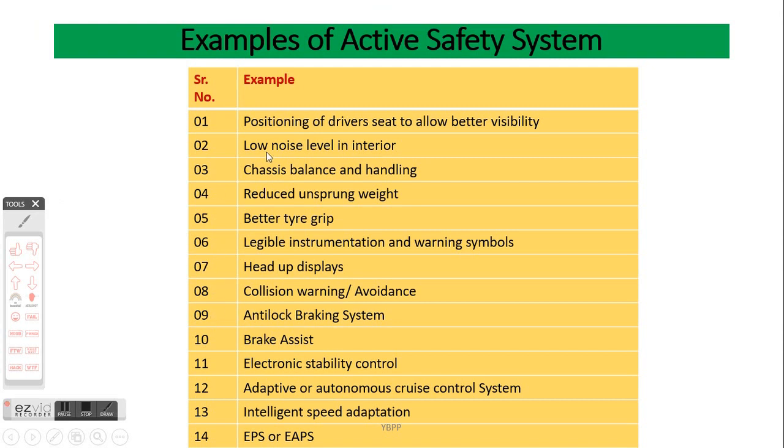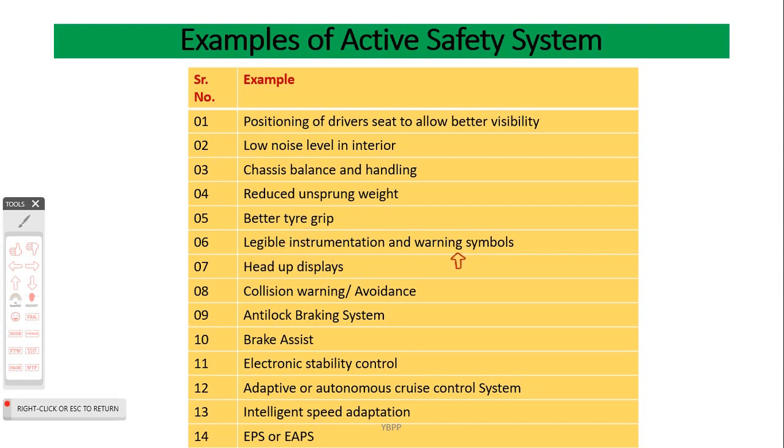In this slide we will see some examples of the active safety system. First example is positioning of the driver's seat to allow better visibility. Proper height should be there. Then low noise level in the interior, noise level inside the vehicle should be less. Chassis balance and handling, reduce the unsprung weight, which we have studied in the suspension system. So tires and suspension parts, that is the unsprung weight. Then better tire grip should be there to avoid accidents.